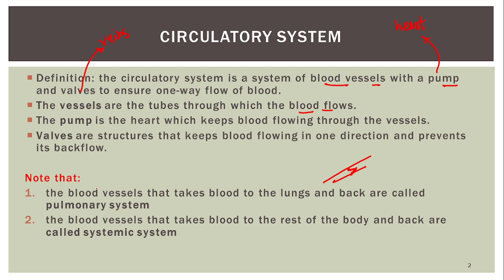Note that the blood vessels that take blood to the lungs and back are called the pulmonary system or pulmonary vessels, and the blood vessels that take blood to the rest of the body and back are called the systemic system.